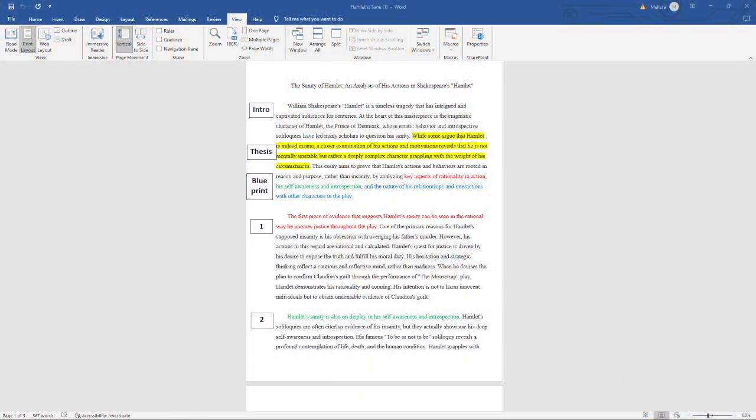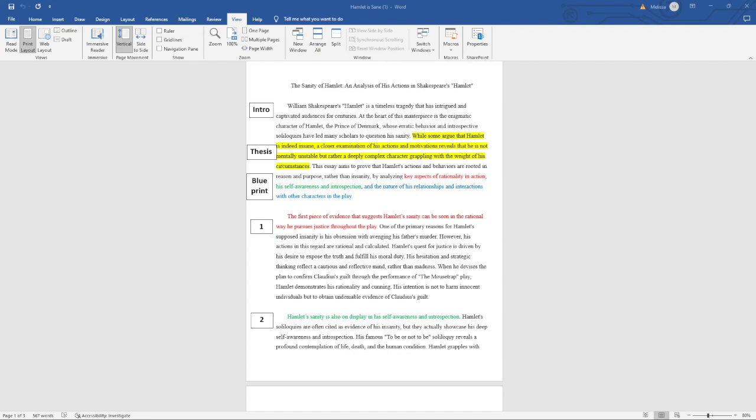So again, going back to our example, this essay aims to prove that Hamlet's actions and behaviors are rooted in reason and purpose rather than insanity by analyzing key aspects of rationality and action, his self-awareness and introspection, and the nature of his relationships and interactions with other characters in the play. So what should be the next paragraph? Well, we know we have to prove the blueprint. So the next paragraph is in red, key aspects of rationality and action. We're going to explore that in the next paragraph.